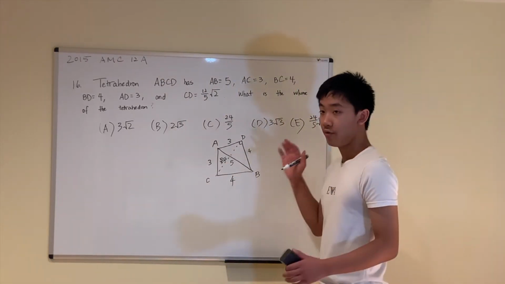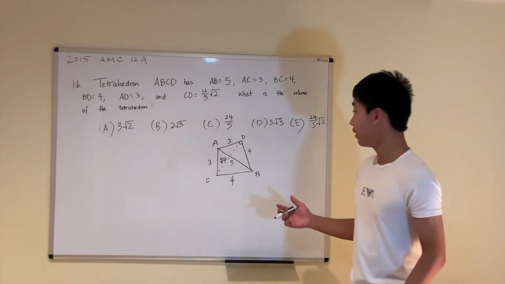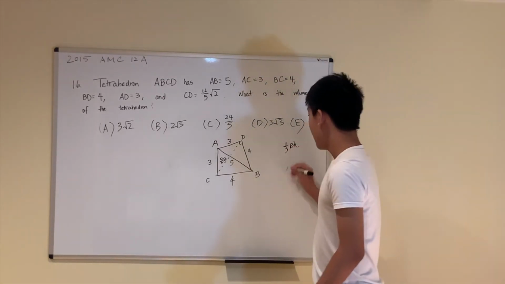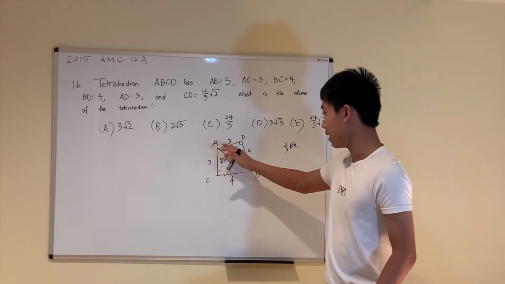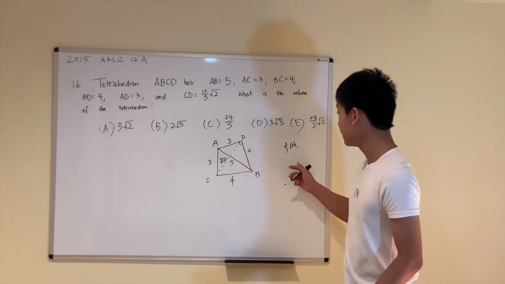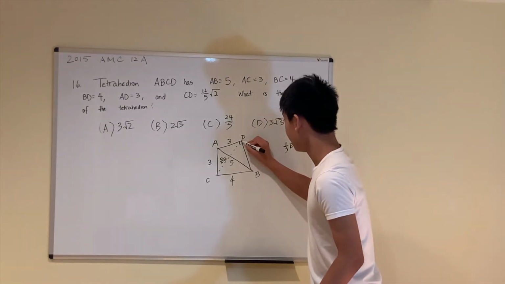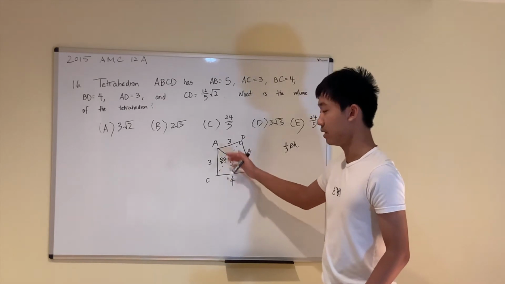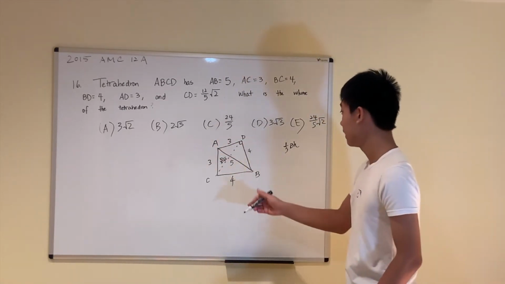So the volume of this tetrahedron is just 1/3 base times height. The base is just the area of ABC, and the height is going to be the distance of the altitude from D to the plane containing A, B, and C.